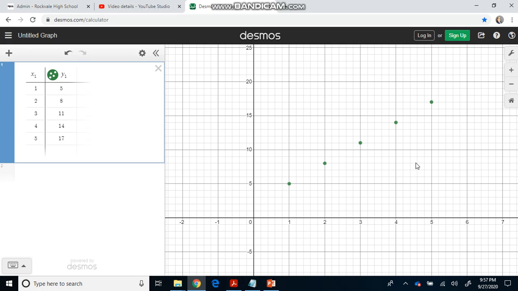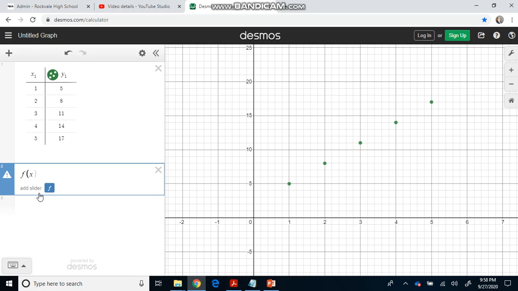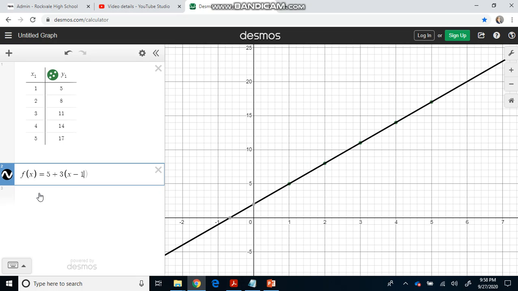Okay, so that's nice. So what about that function that we saw? Let's put in a function expression. It was f of x equals 5 plus 3 times (x minus 1). And look, we've got a line that goes right through those points.